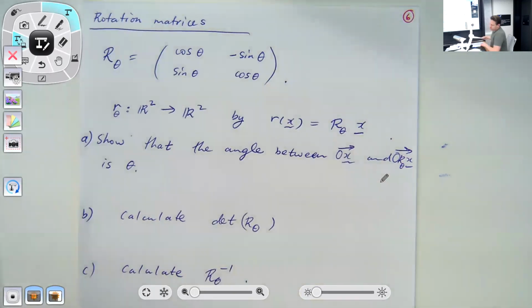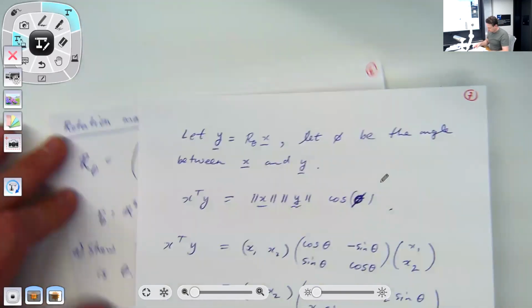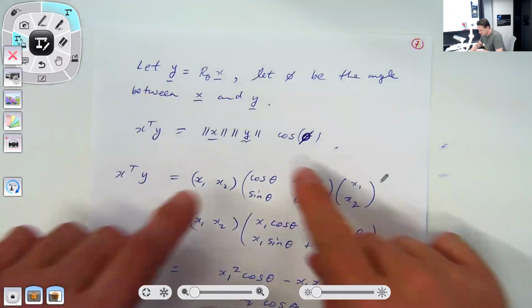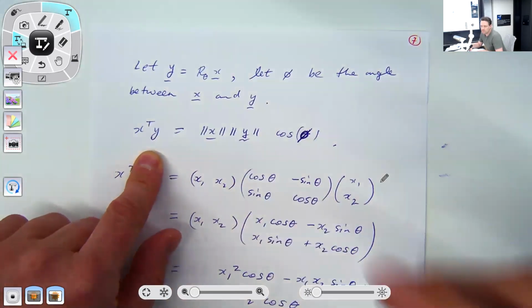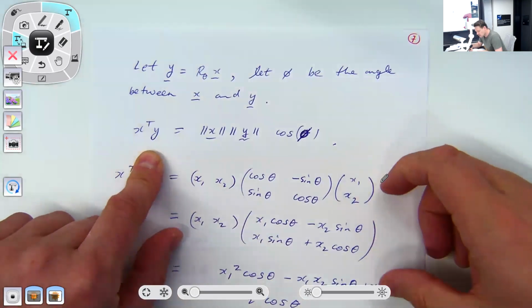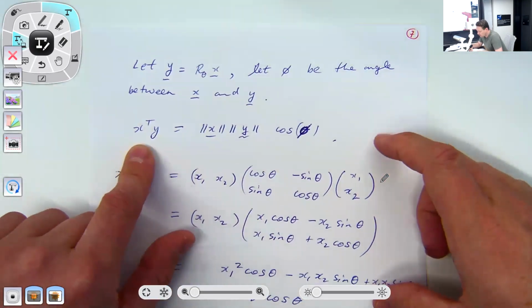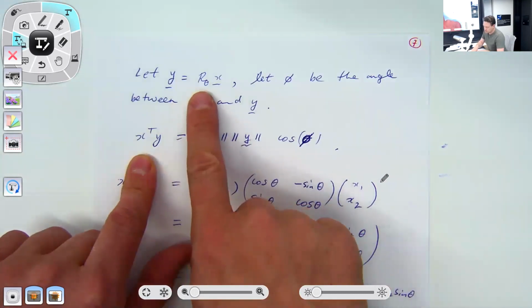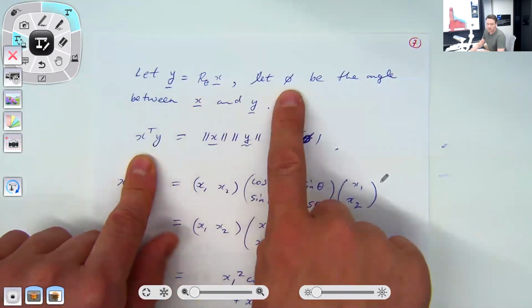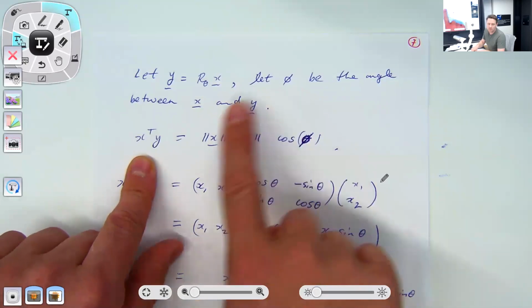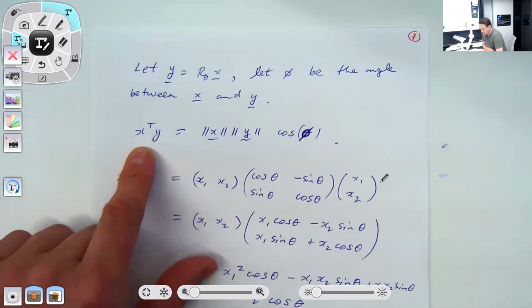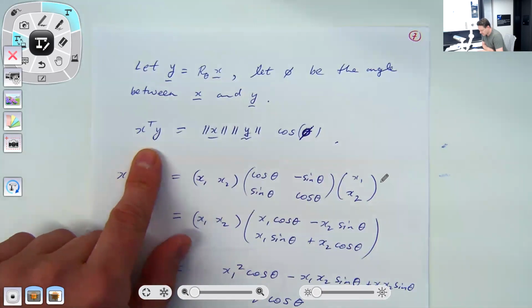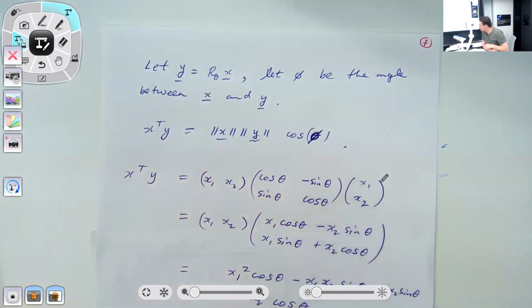All right, so how would you do that? Well, you could use this formula here for the dot product, because we have 2 rows and 1 column. So let y be equal to r theta times x, and suppose that phi is the angle between x and y. Our task then is to show that theta is equal to phi. So here's our dot product as a matrix, and then we have this formula.